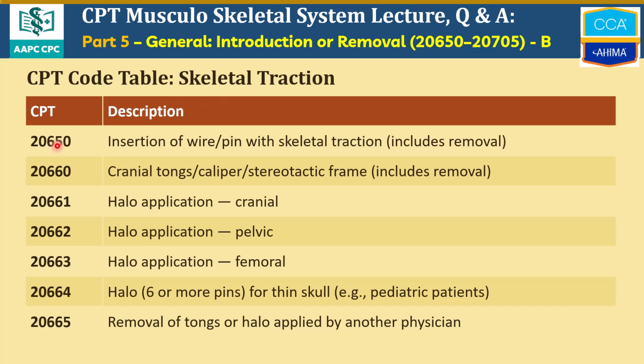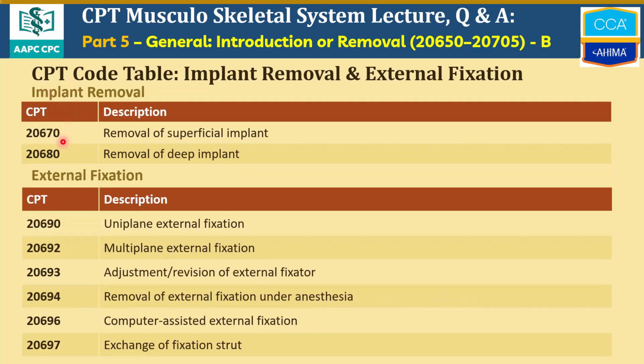Skeletal traction codes start from 20650 to 20665. It goes like this. Insertion of wire or pin with skeletal traction includes removal. Cranial tongs, caliper or stereotactic frame includes removal. After that, it starts with halo application cranial, halo application pelvis, then halo application femoral. And it ends with the halo with 6 or more pins for thin skull, example pediatric patients. And finally, it ends with removal of tongs or halo applied by another physician. Next, go to the implant removal. It has two codes. 20670 says removal of superficial implant and 20680 says removal of deep implant.